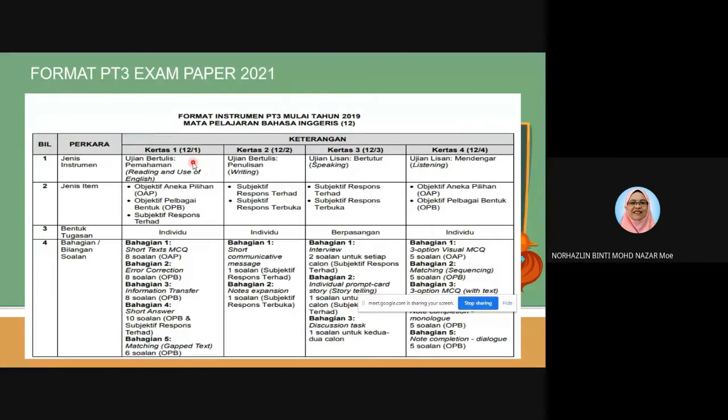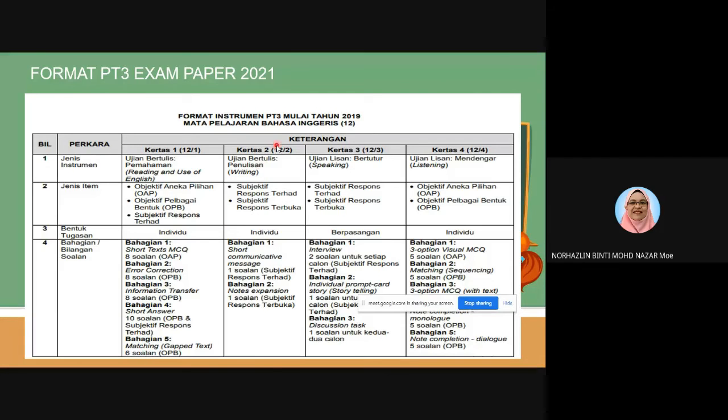Next. Okay, format PT3. Okay, so you must remember format ni. Hafal from now. Okay. Paper 1, your code is 12/1. Ujian bertulis. Okay. Cover page, you will see pemahaman by right. English dia, reading and use of English. Jenis item, we have objektif aneka pilihan, objektif berbagai bentuk, subjective response. Individu, dia tak jawab berpasangan. You have to jawab individu. There are 5 sections. Okay, refresh back your memory. Cikgu nak ingatkan awak semula format exam. Bahagian 1, 8 questions. Section 2, 8 questions. Section 3, 8 questions. Section 4, 10. Section 5, 6. Okay.